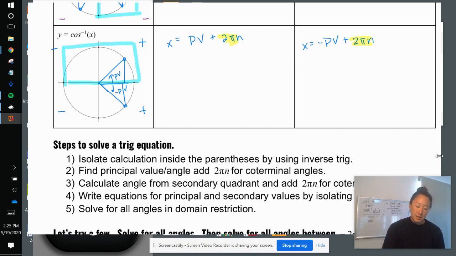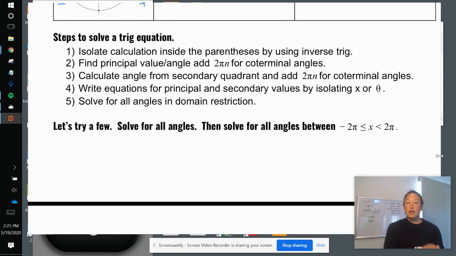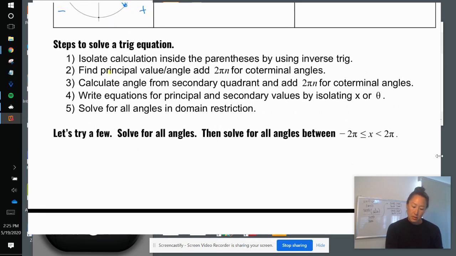All right, so the steps. This is going to make no sense at all, but we're going to do a bunch of problems to highlight how to do these, because it doesn't look like a lot of steps. It's a lot of steps, okay? So first we're going to use inverse trig to solve for our input. Then we need to find our principal values and then add 2 pi n. And then we're going to calculate the secondary value just like we did using the rules I gave you, and then add 2 pi n.